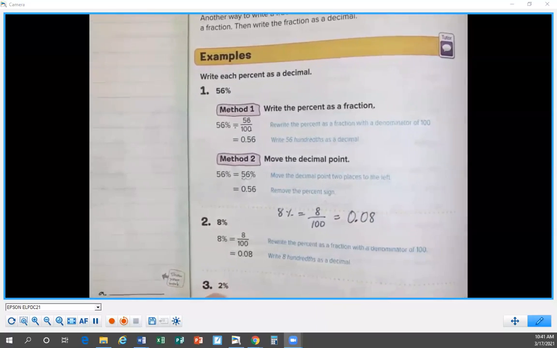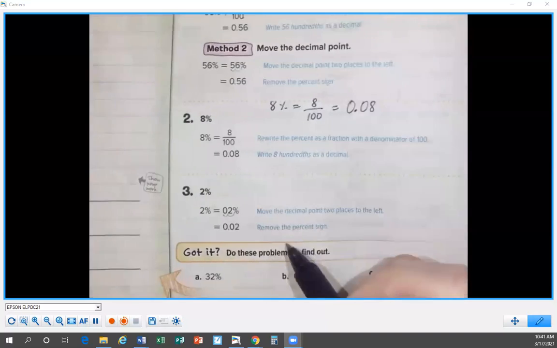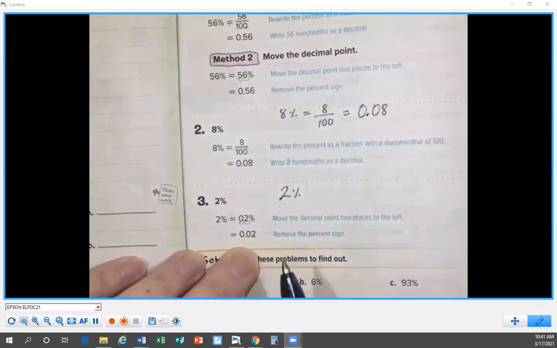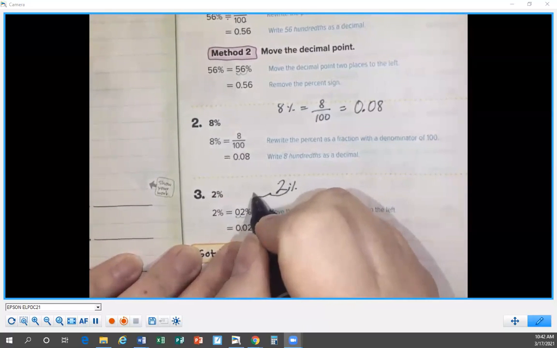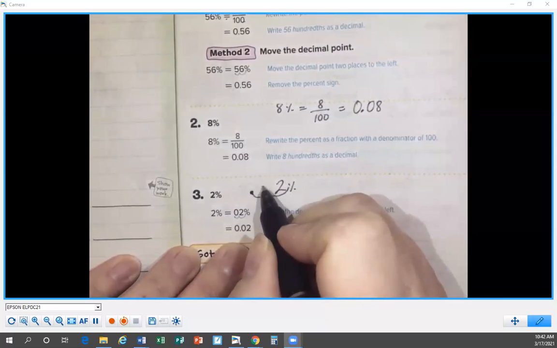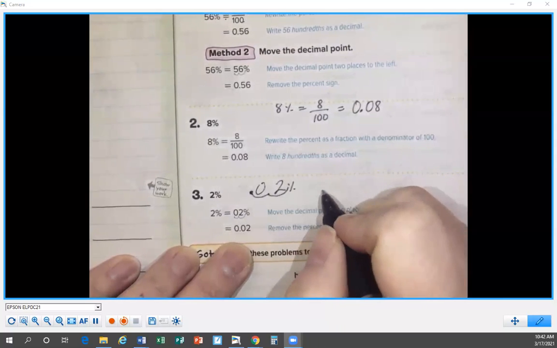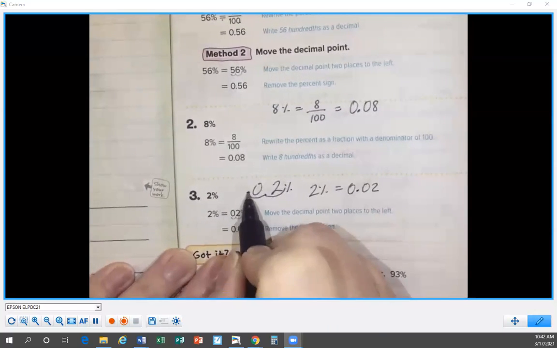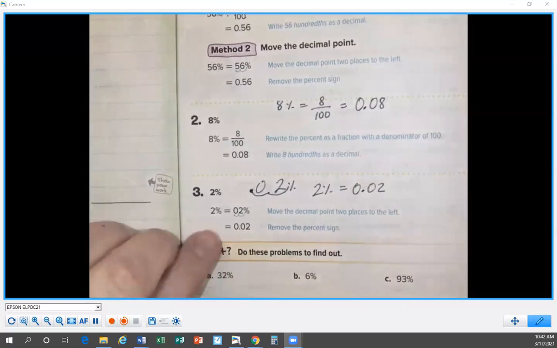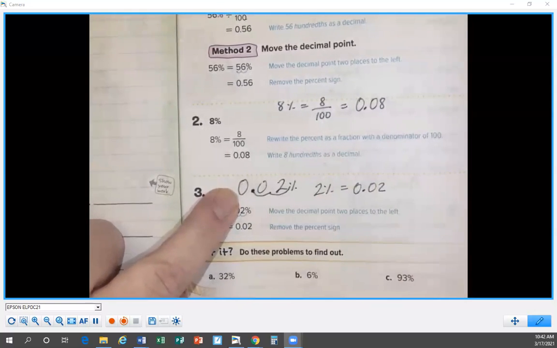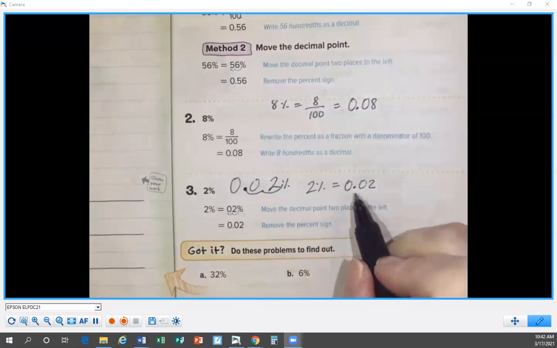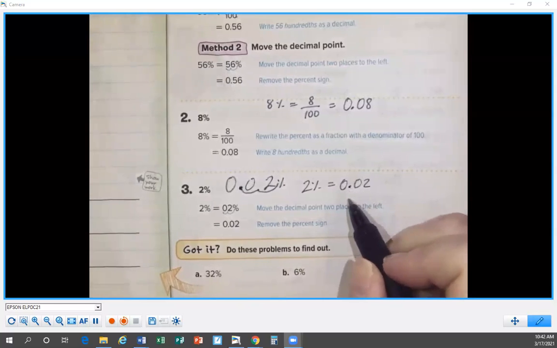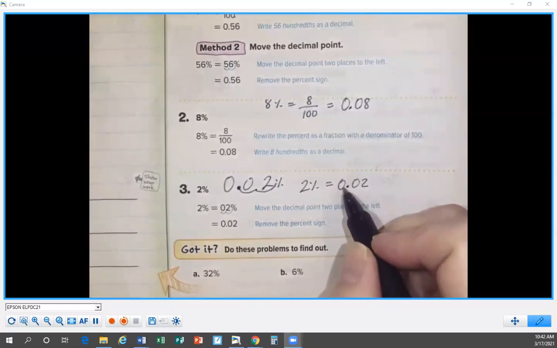Okay, let's look at example 3. 2%. Okay, and we'll use the second method, move the decimal point. Okay, so we'll take our decimal, move it 2 places to the left. And what goes in that empty place as a placeholder? 0. So 2% can be rewritten as 0.02. And anytime we have a decimal without a whole number to the left of it, we write a 0 as a placeholder. That just makes our decimal stand out and makes it obvious where our decimal is. And also lets us know that it's not a period ending a sentence with something before it. It's a decimal point, so 0.02.